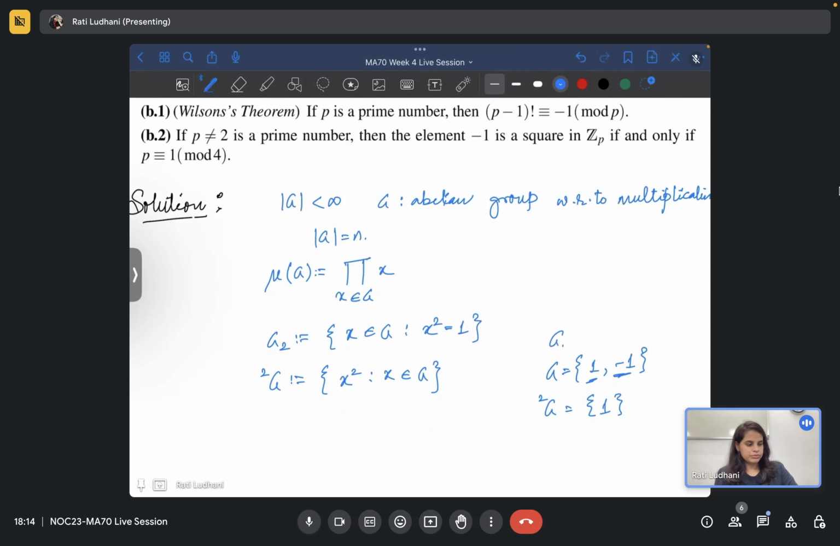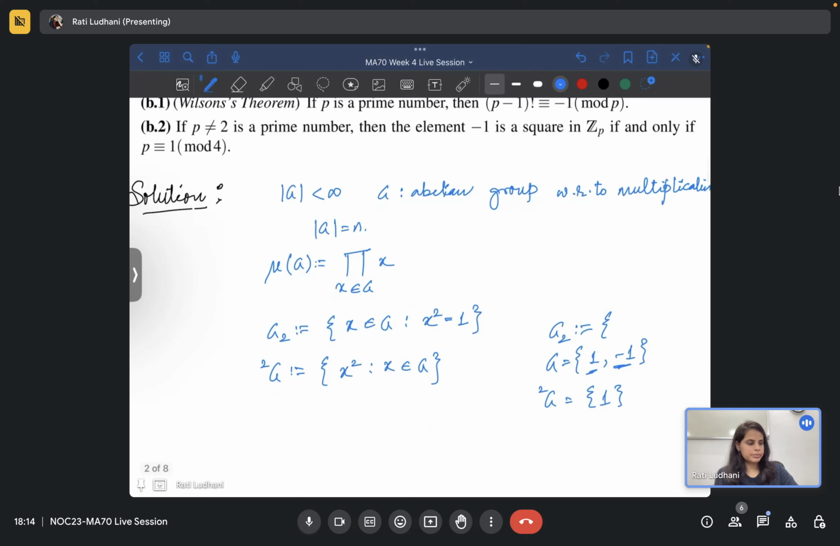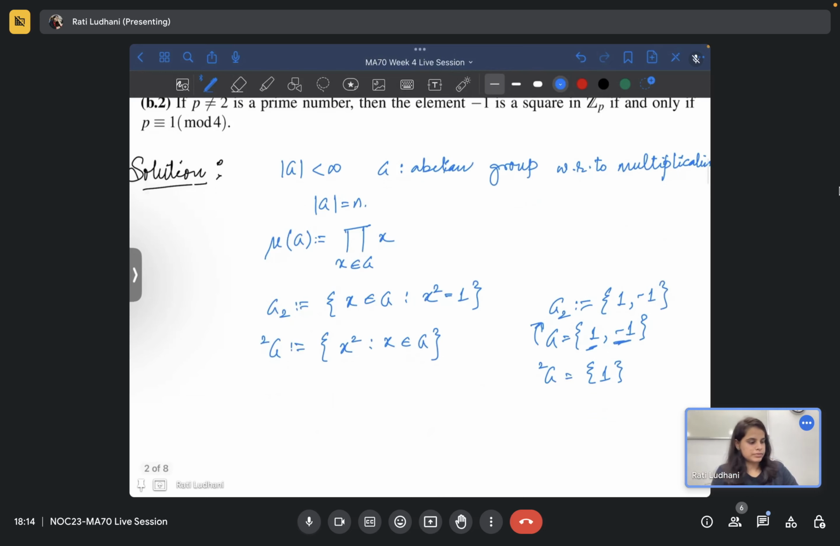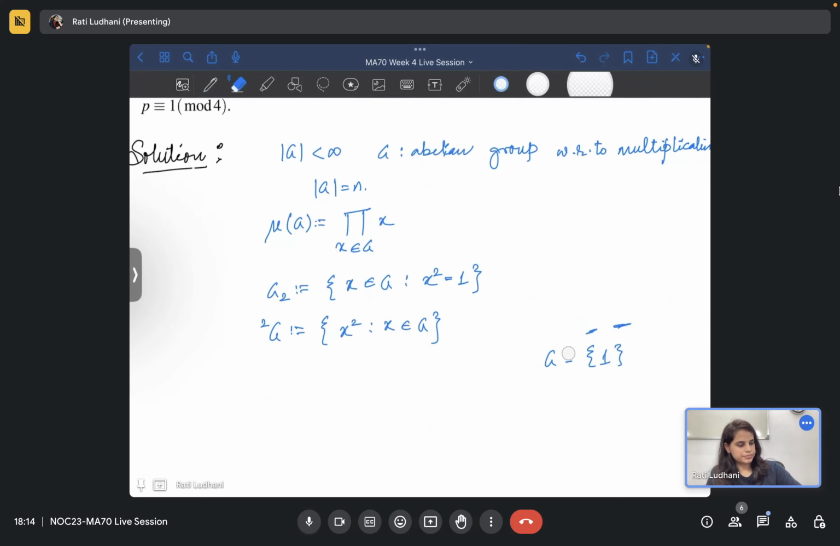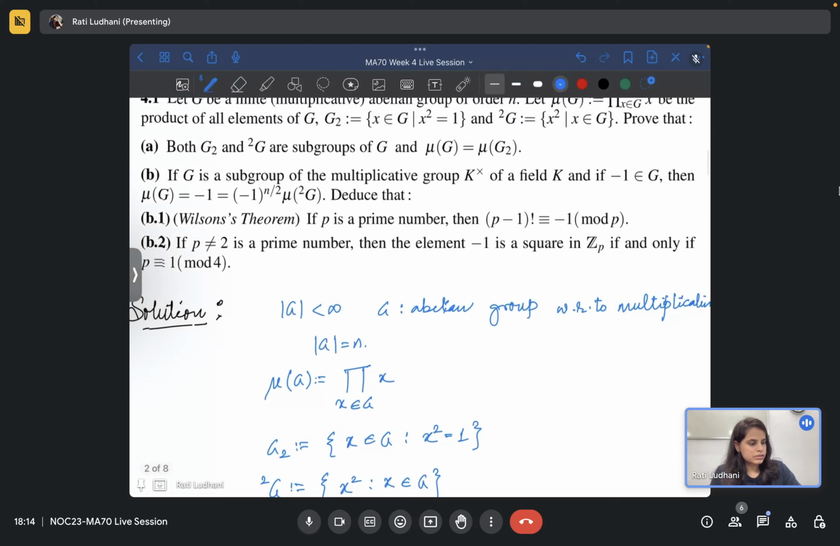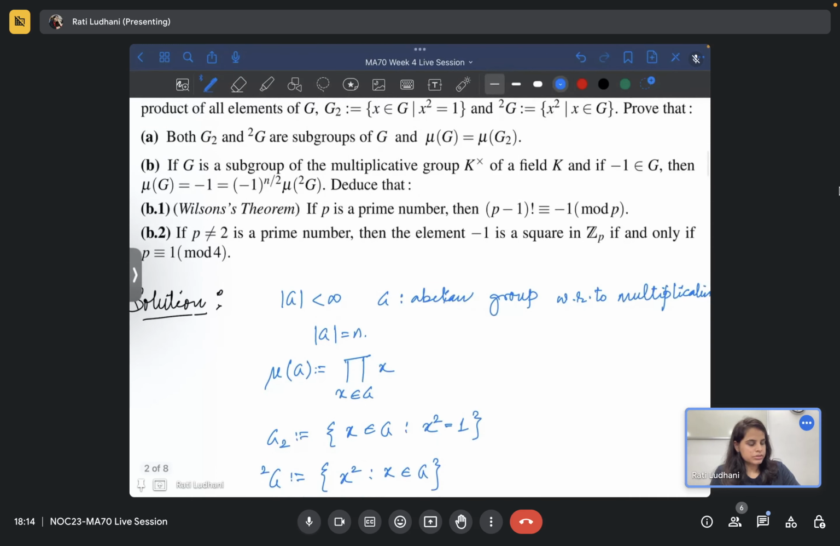And similarly, if we have to write 2G in this case, what will it be? What will it be, if G is 1 and minus 1? Exactly. So this will be 1 and minus 1. So yeah, some kind of an example. But anyway, we are not in this case. So this is the given data, basically definitions.